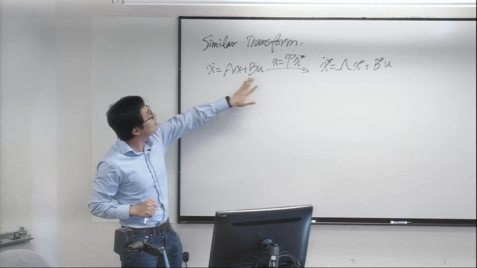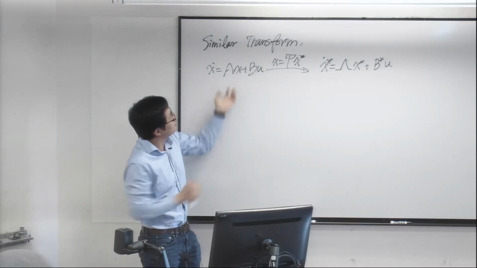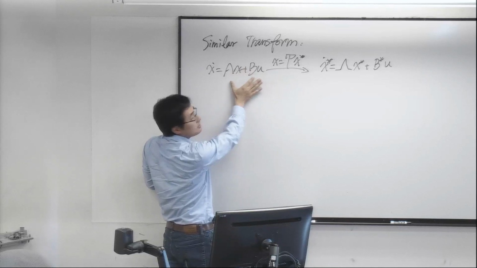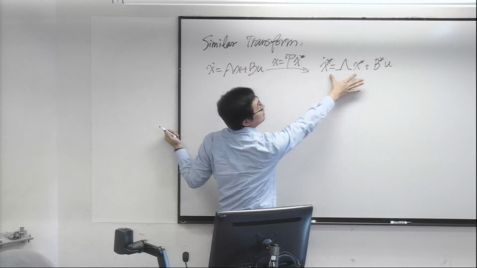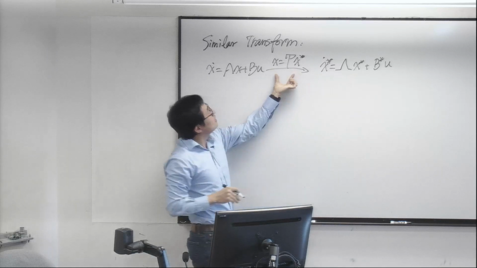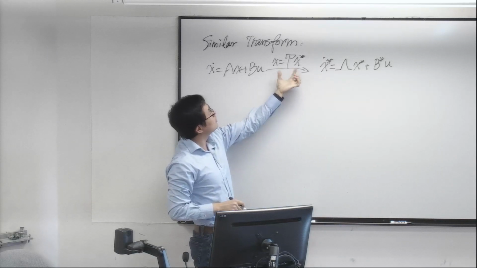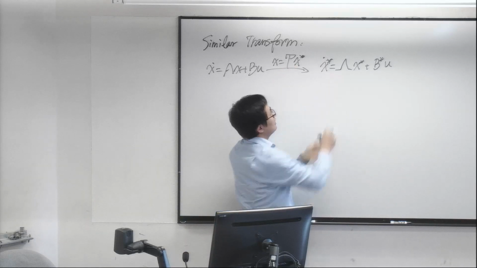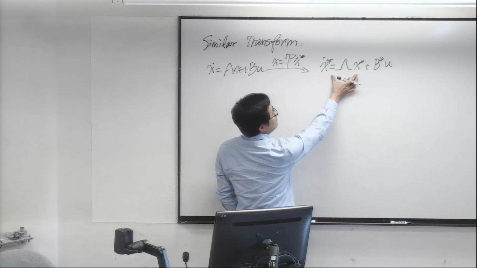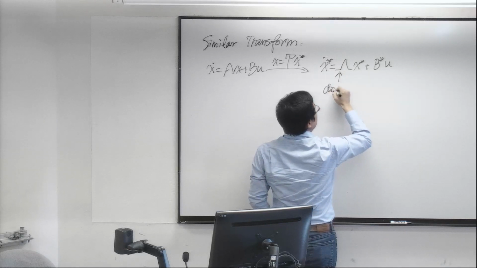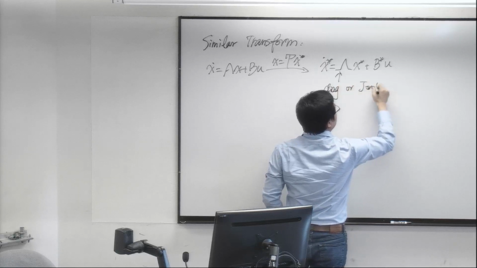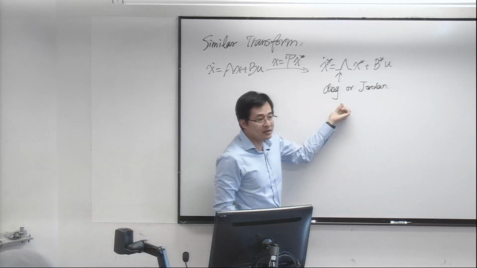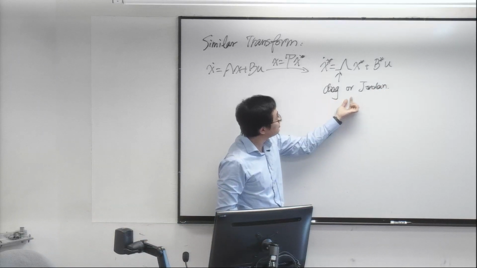A quick recap, we're doing this. So we are doing similarity transformations to look at a system from a different perspective. So we are choosing a different state. And then by this change of state, mapping between x star and x, we can obtain significant simplifications in this new state space, where this is diagonal or Jordan form. Now, let's talk about the concept of eigenvalues and eigenvectors in this diagonal Jordan form.